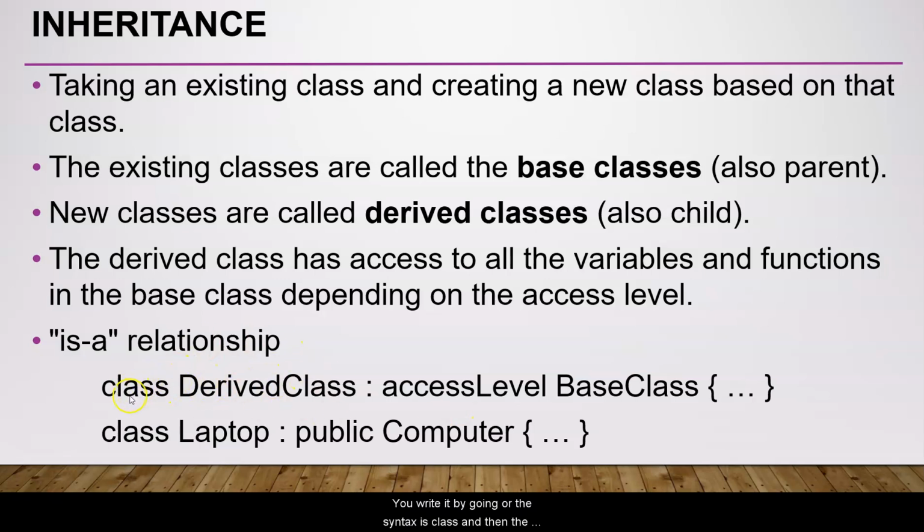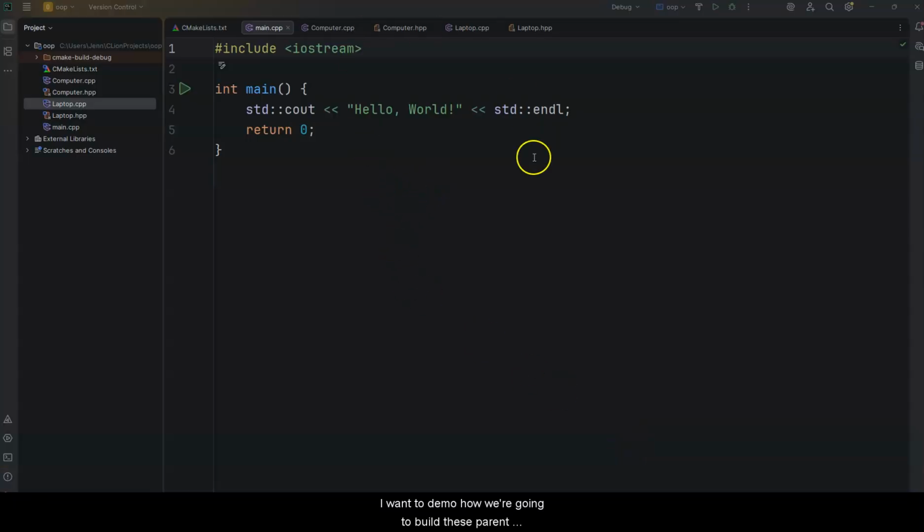You write it by going, or the syntax is, class and then the derived class, access level, so like private or public or protected, and then the base class, and then you set up what it is. So like the example I have here that I'm going to show you is that you could have class laptop and it is public from the computer, laptop, right? I want to demo how we're going to build these parent and children classes with our computer and our laptop.